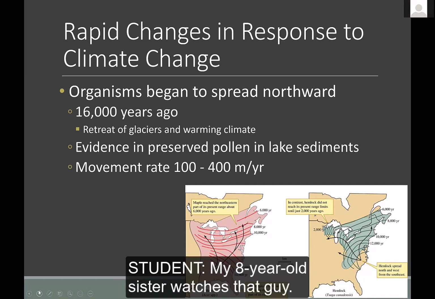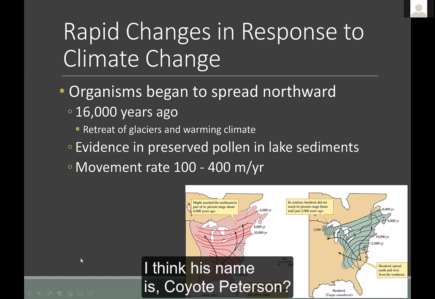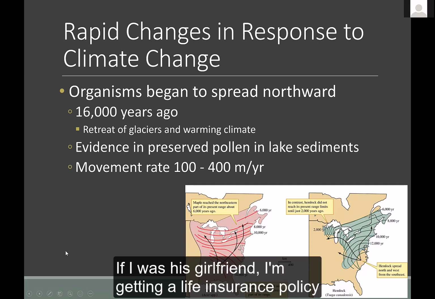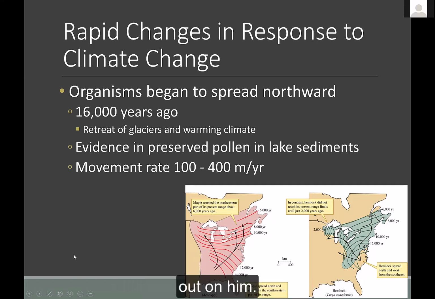My 8-year-old sister watches that guy. I think his name is Coyote Peterson. Yes, that's him. Crazy dude. Yeah, him and his girlfriend. Crazy. I'm getting a life insurance policy out on him.